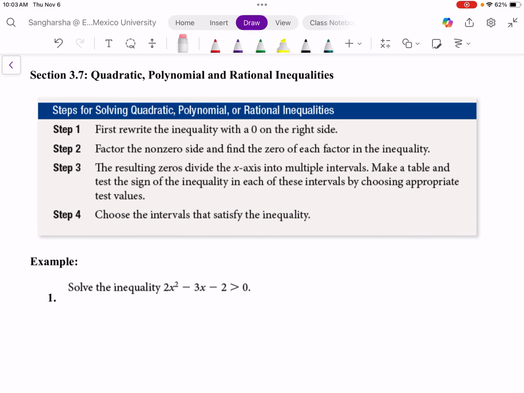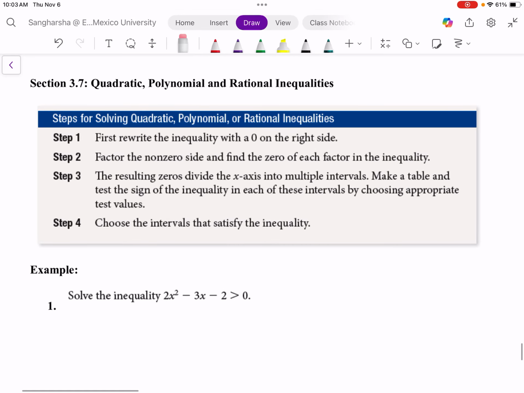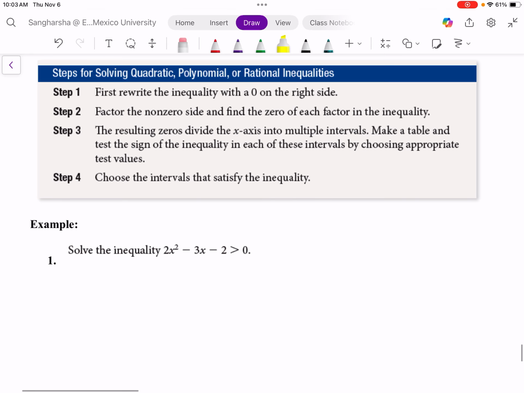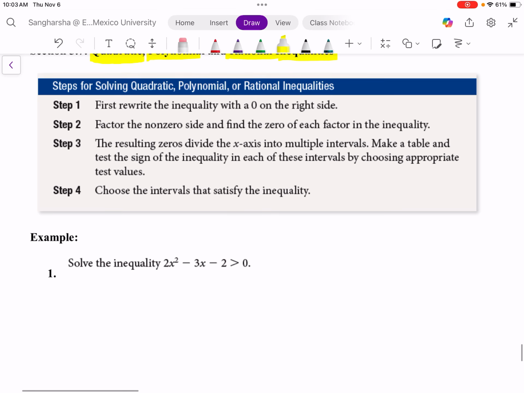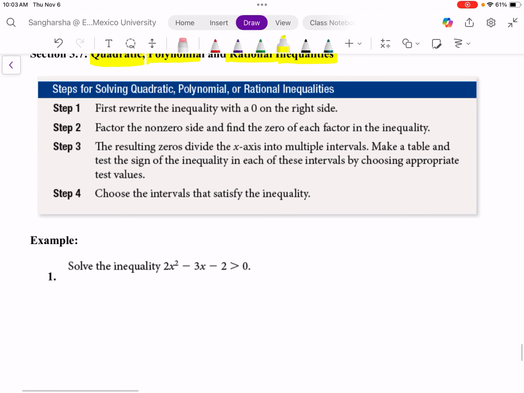In this section we will try to solve quadratic inequalities, polynomial inequalities, and rational inequalities. We did see linear inequalities in chapter 1. In order to solve quadratic, polynomial, and rational inequalities, here we have a four-step process.